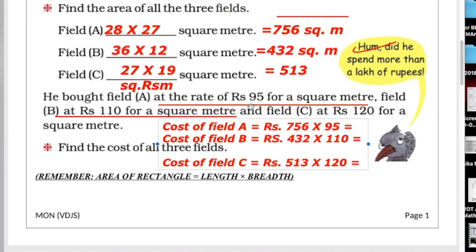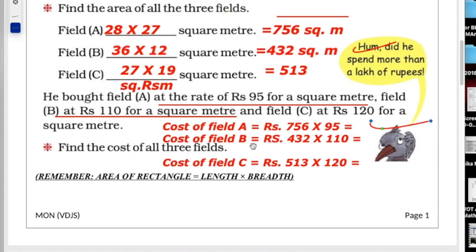So you have to find out the cost of 756 square meter. The cost of field A will be rupees 756 multiplied by rupees 95, because rupees 95 is the cost of 1 square meter and you have to find out the cost of 756 square meter. So we will do multiplication. You have to show the multiplication and find the answer. I have given you the hint.